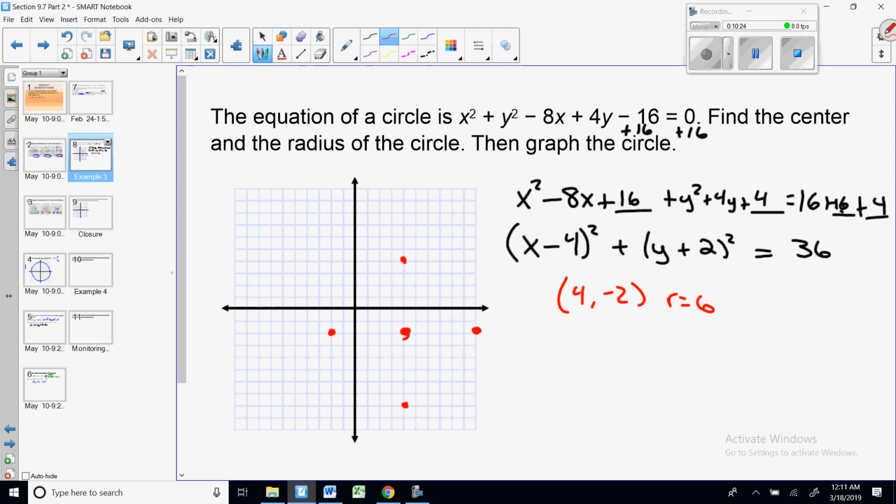Okay? And when I do that, that's what my circle should look like. Are there any questions on that one?